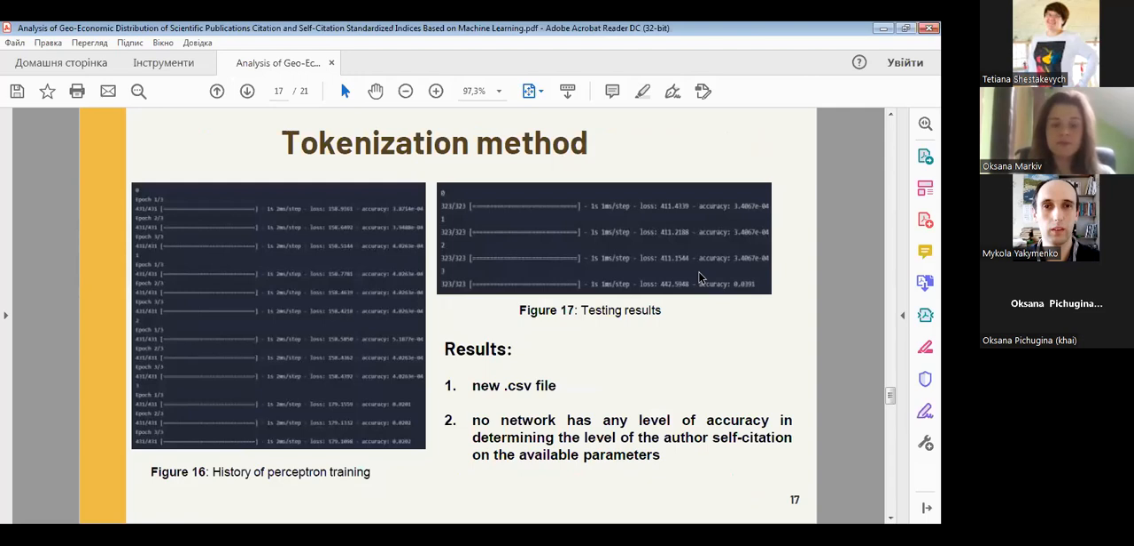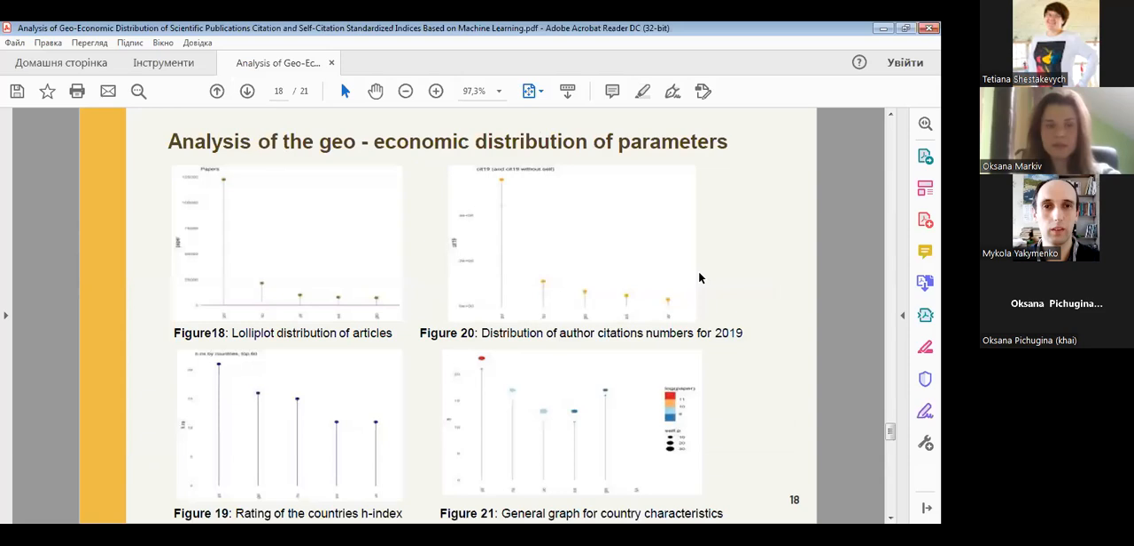As I said at the beginning, our team presents four perceptrons created for tokenization, and after tokenization a new CSV file was obtained. It is also shown that no network has any level of accuracy in determining the level of author self-citation from the available parameters. This result is shown here; the analysis of geoeconomic distribution of parameters, as was said, is very correlated with the GDP of countries.